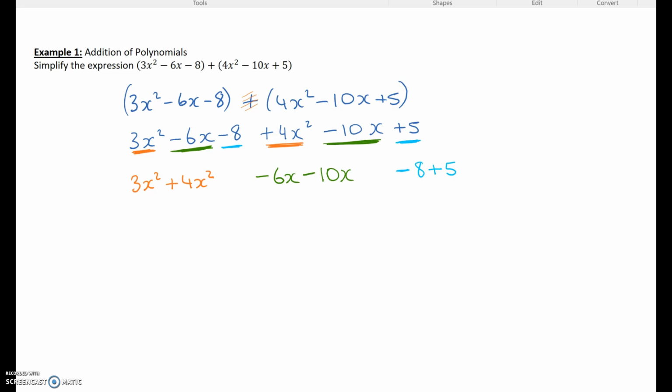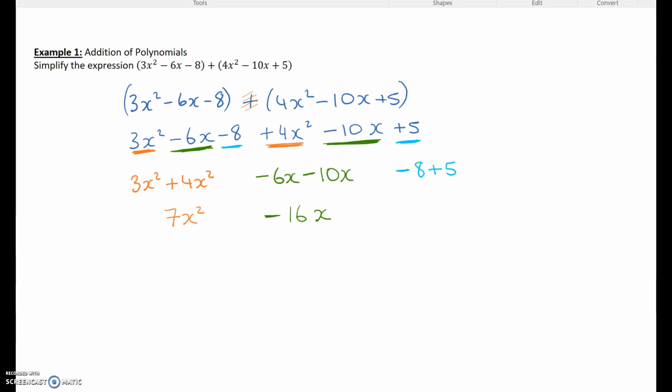Now, let's resolve each of these. So 3x squared plus 4x squared, remember, if it's x squared you're adding, then your answer is going to be x squared, so that's going to be 3 and 4 is 7x squared. Now, for the x's, again, they're both x's, so the answer is also going to be an x. They have the same signs, so when you have the same signs, you add the numbers. So 10 and 6 is 16, but you keep the sign. You always keep the sign, so that's actually going to be negative 16x.